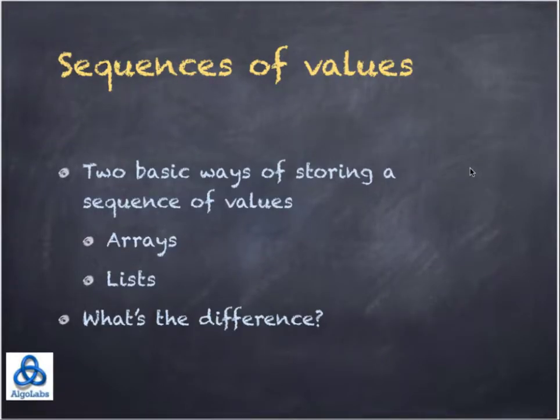If we want to store a sequence of values in a programming language, there are two basic ways of doing it: arrays and lists. Arrays are what are used by languages like C, C++, and Java, whereas lists are what we have seen in Python. So what's the difference between these two?